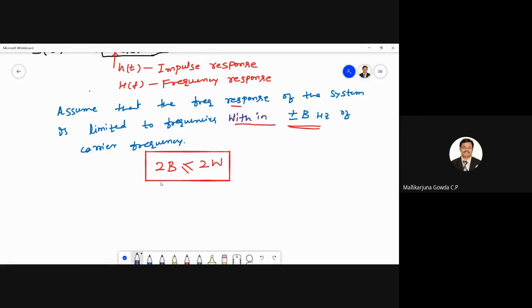I said now this 2b is the system bandwidth, that is, the bandpass system bandwidth. And this is the input signal bandwidth. My input signal is also a bandpass signal, and my system is also a bandpass system.